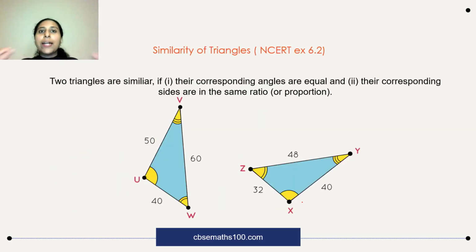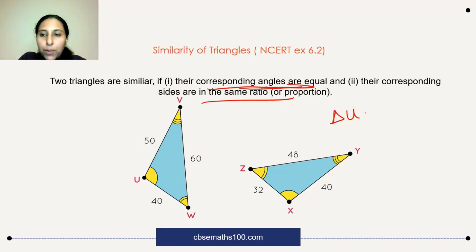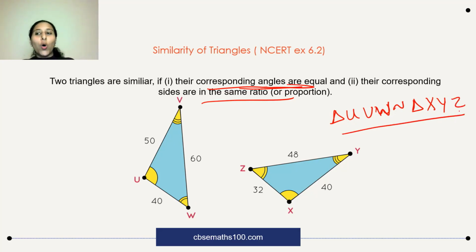Similarity of triangles. When do you say that 2 triangles or any 2 polygons are similar? Any polygons are similar if their corresponding angles are equal. Corresponding angles should be exactly the same measurement, and corresponding sides must be in the same ratio. If you look at this figure, the corresponding angles: if I'm saying triangle UVW, this will be similar to, now U is equal to X, so I'll put X first. V is equal to Y, so Y, and then W is equal to Z. So this would be the similarity order over here.